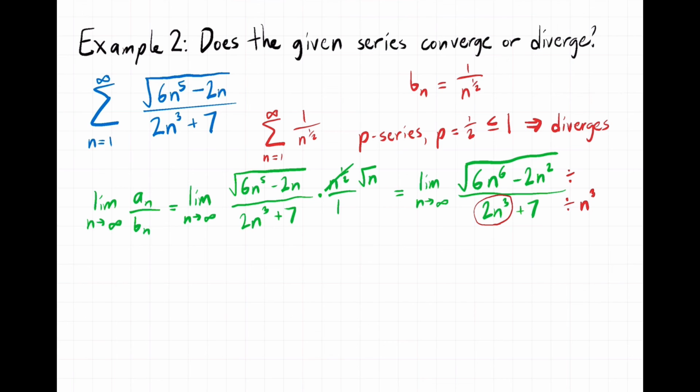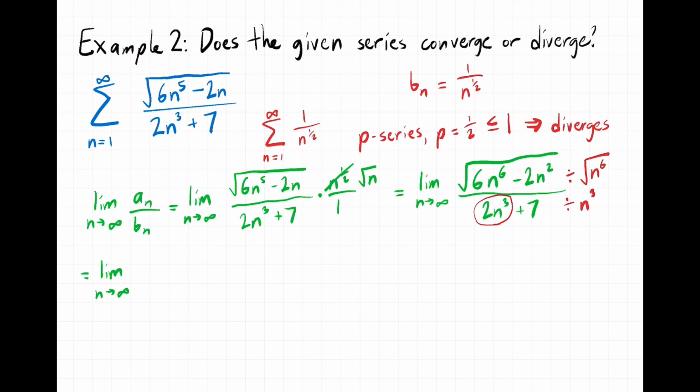But here's the trick. Because the top has a square root, I'm actually going to divide by a square root. Now, what square root can I do? Well, the square root of n to the 6th is n cubed. So by dividing the top by the square root of n to the 6th and the bottom by n cubed, I'm actually dividing the top and the bottom by the same thing. And now let's see what we get. So we end up with the limit as n goes to infinity of, all right, let's see now.